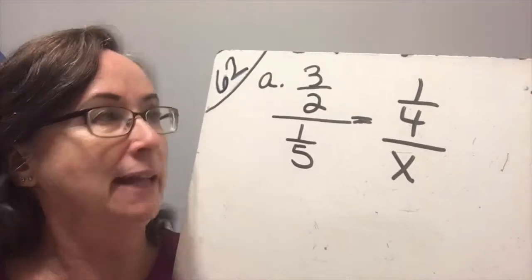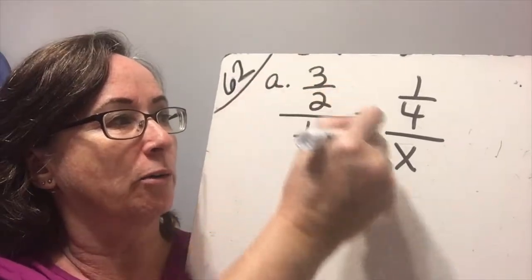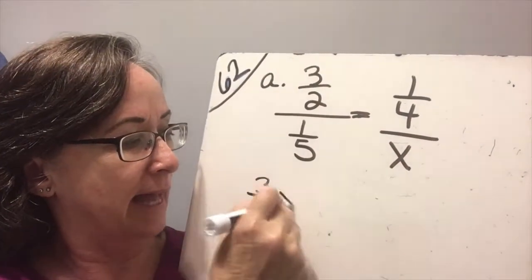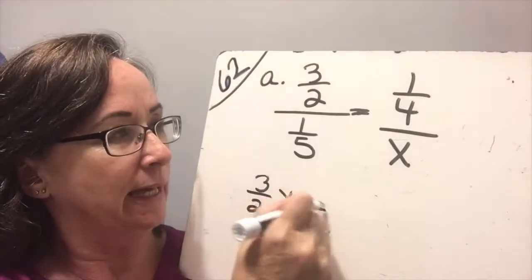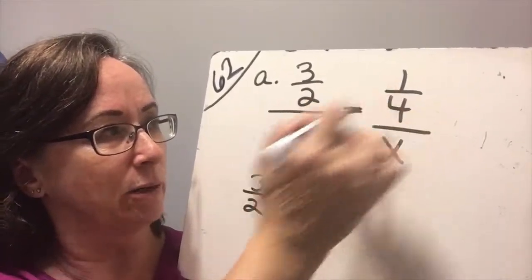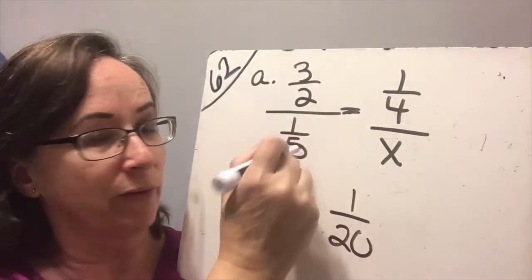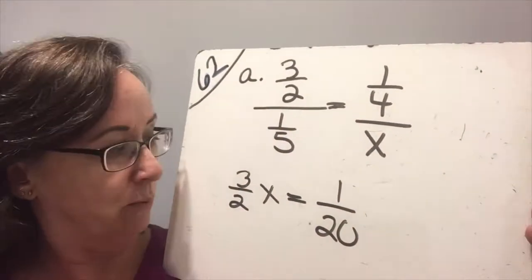I hope you did that. So now we're going to go across. 3/2 times x is 3/2 x equals, and then I multiply these two across, and I get 1 over 20, because 1/4 times 1/5 is 1 over 20.